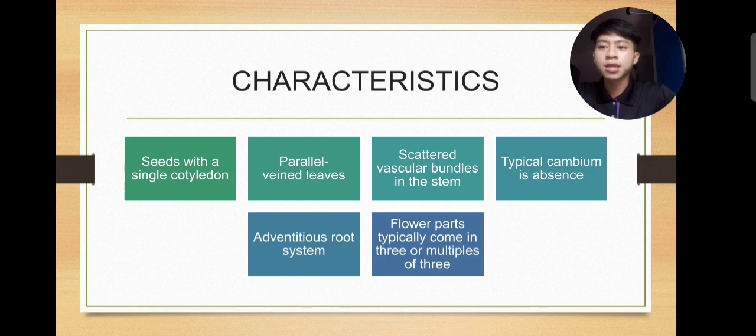As you can see, these are the physical characteristics that we can find in maize plant. First, we have seeds with a single cotyledon. Second, parallel veined leaves. Third, scattered vascular bundles in the stem. Fourth, typical cambium is absent. And then adventitious root system. And lastly, flower parts or flower petals typically come in three or multiples of three. So next slide.